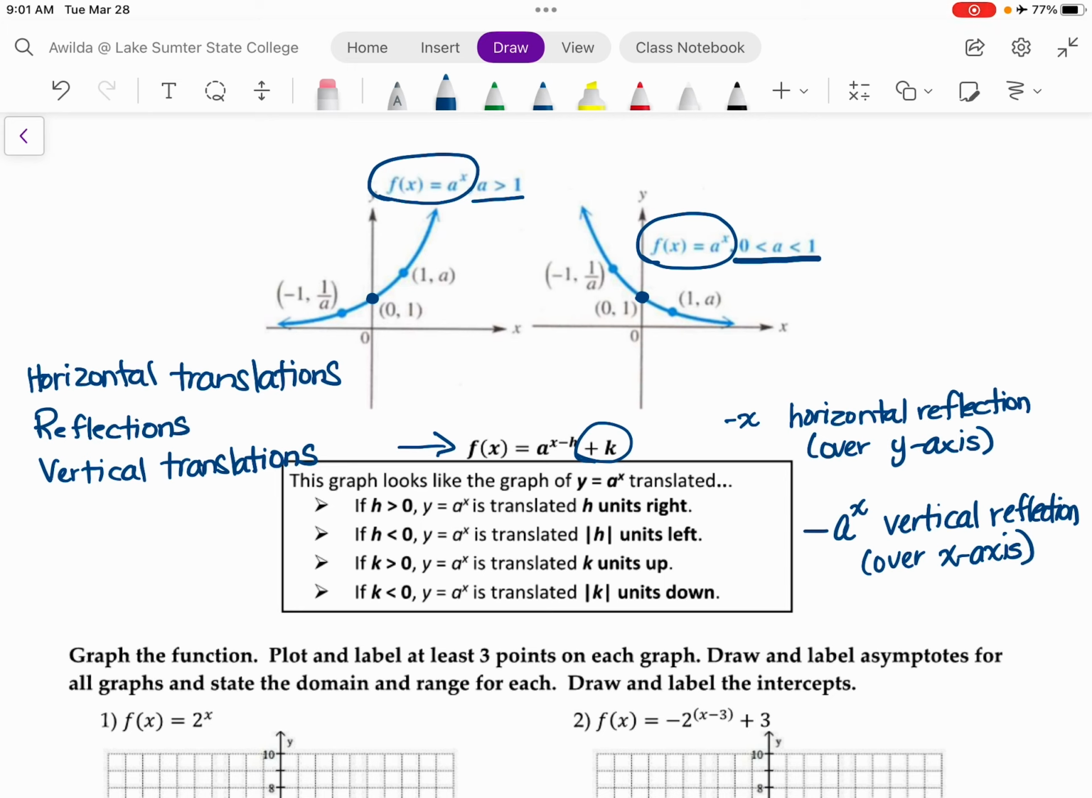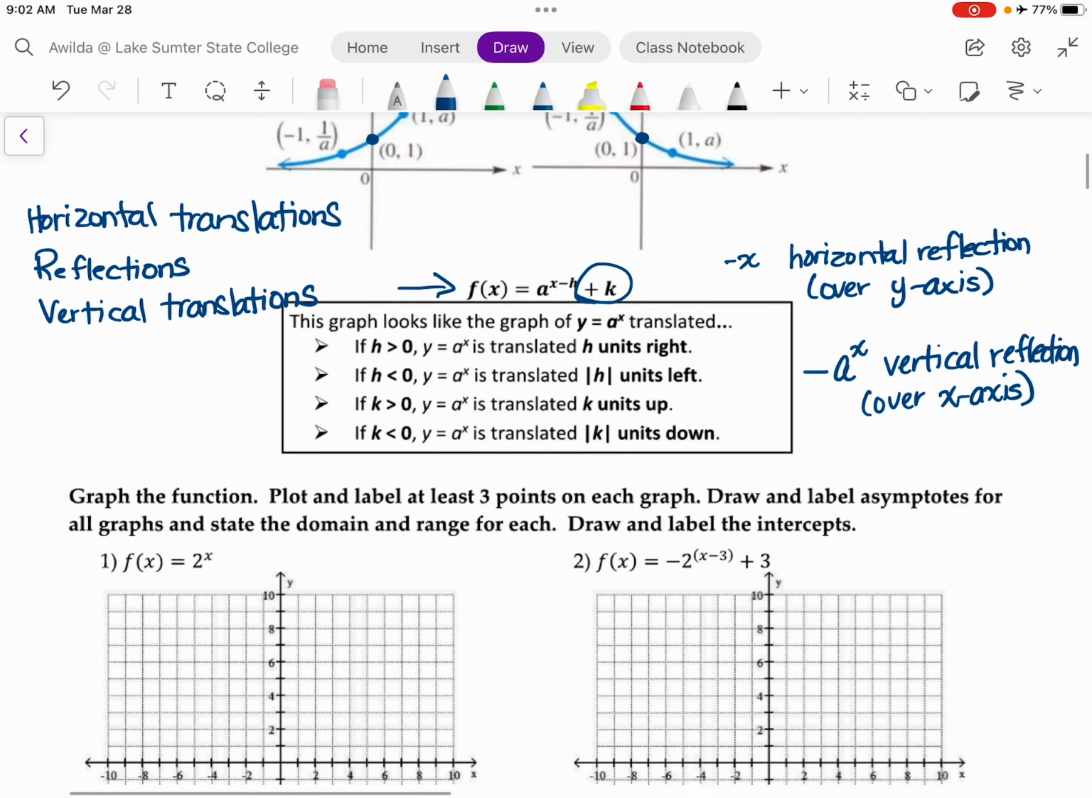If you have any stretching or compressing, that could happen at any time, either at the front end or at the back end or sometime in the middle. It doesn't matter when you do the stretching and compressing, but for translations, you want to do horizontal translations first, if there are any, then take care of all of your reflections, then do your vertical translations last. The order actually will matter. Just like there's an order of operations, there's an order of transformations.